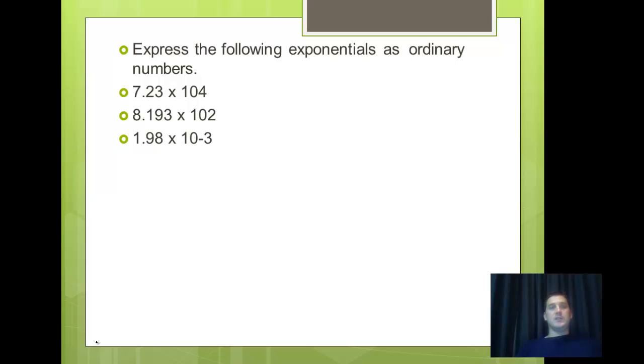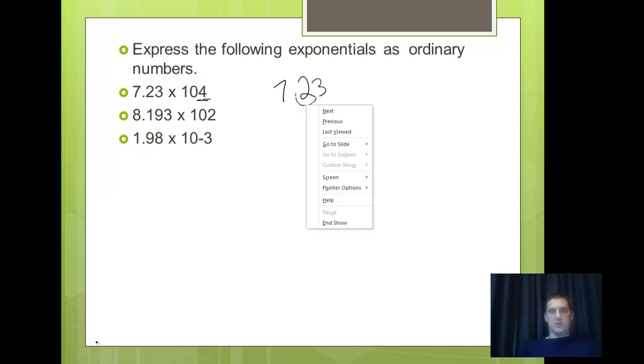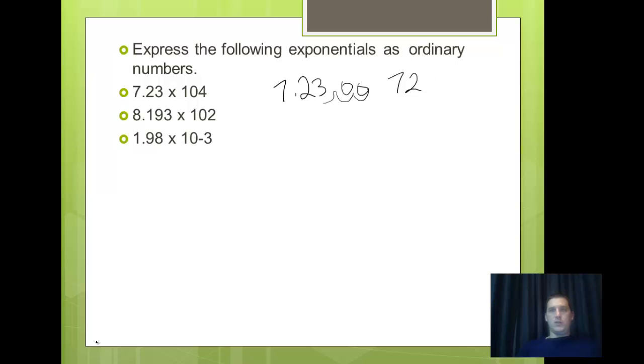7.23. Since it is a positive exponential power, you have a positive 4. That means you're going to move your decimal point to the right, and you're going to make the number bigger. So we're going to go 1, 2, 3, 4. And we're simply going to fill it in with zeros. So we're going to have 7, 2, 3, 0, 0. Sorry, 72,300. Okay?